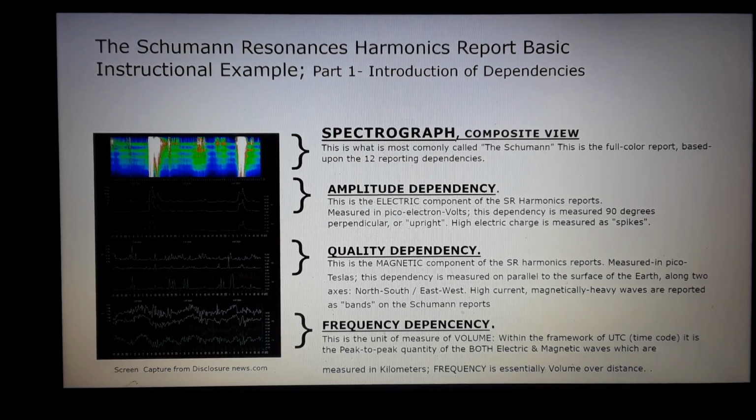Okay, so this will serve as part 2 of an introduction to how to read the Schumann resonances. The first part of this is really an introduction to the dependencies, and I will be going over that in this video. And as I do my daily readings, I talk about the dependencies, and this is what the introduction to the dependencies is. Okay, so I'm going to pause this.